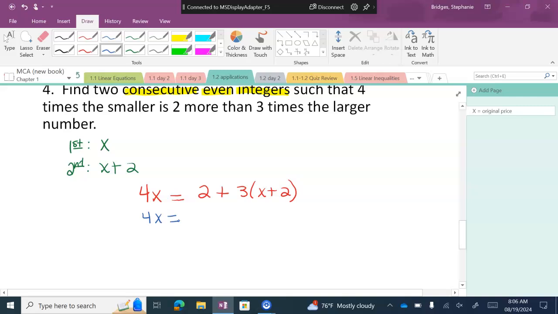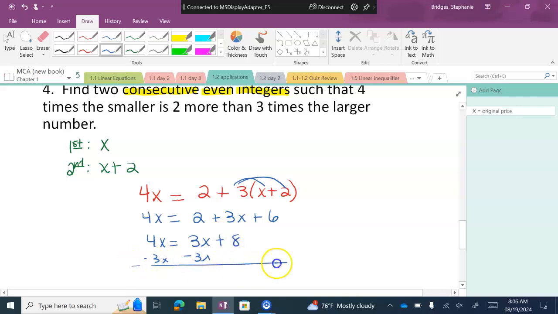Quick question. In solving this, what do I do first? Do I do 2 plus 3 or do I multiply 3? You've got to distribute. Multiplication comes before addition. So that 2 is going to stay where it is. We're going to distribute that 3 to the x and to the 2. I'm going to combine my like terms. I'm going to subtract.